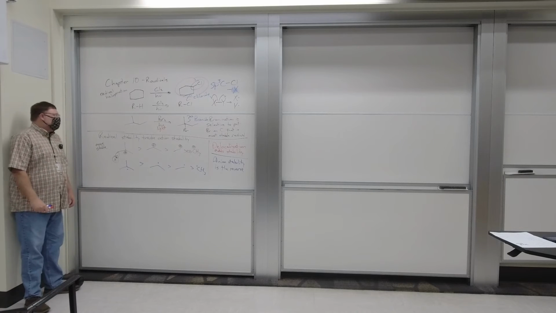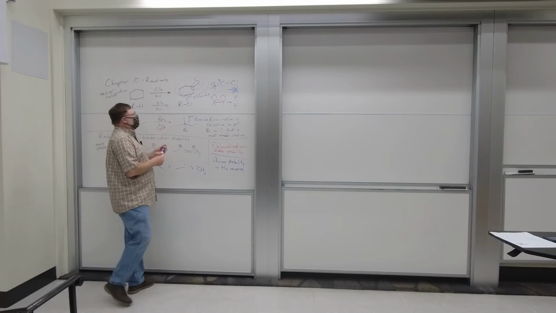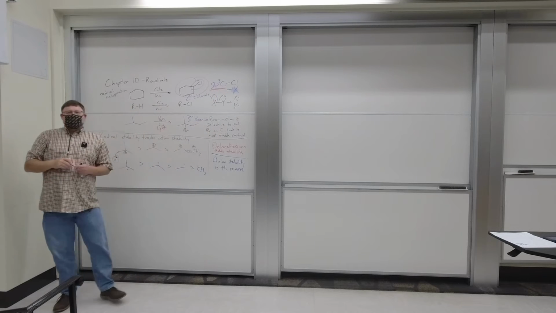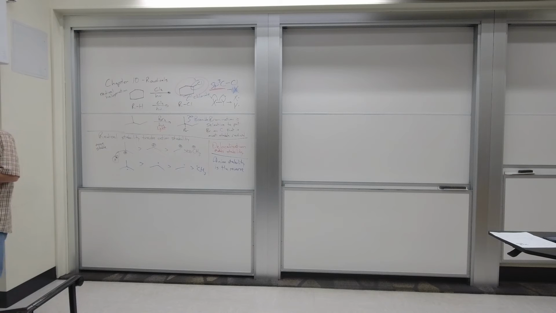What else is important here? I can't really underscore this enough: all the stuff we do in chapter 7 is going to involve sp3 carbons bonded to the halogens. All the reactions we talk about are not going to involve sp2 or sp carbons bonded to those halogens.